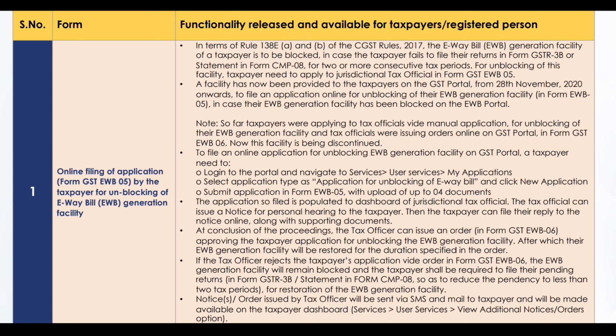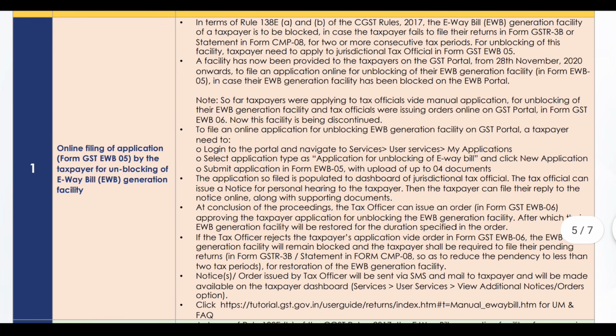Previously it was a manual application. Now the GST portal has given an online application, so you can log into the GST portal under user services and my applications. You can see the application for unblocking e-way bill. One separate option is there for online application for unblocking the e-way bill generation facility. Then the tax official will take that request, and if he is satisfied, the tax officer can issue an order in EWB 06 for approval and unblocking the generation facility.